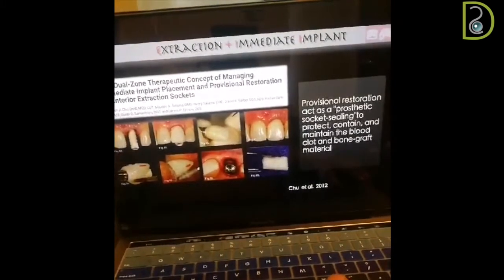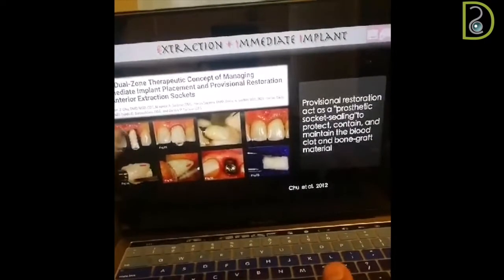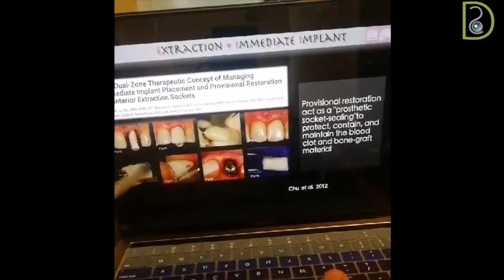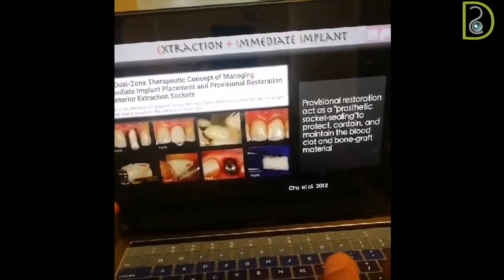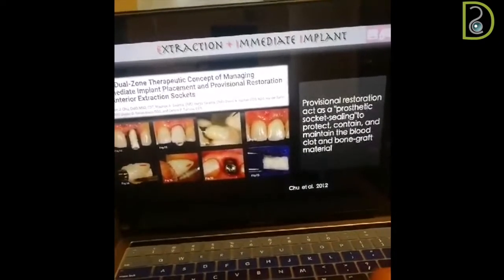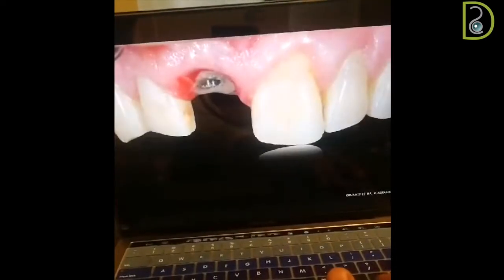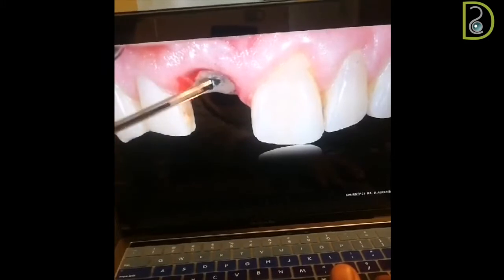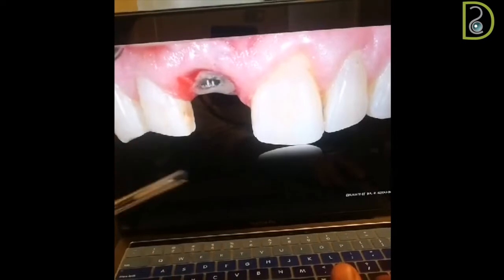In the aesthetic zone, a provisional restoration is preferable to optimize the clinical outcome. As Stephen Chu said in his publication, it acts as a prosthetic socket seal to protect, contain, and also maintain the blood clot and the bone graft. Here, immediately after the implant placement, and due to the low primary stability, we fabricated a custom healing abutment to preserve both the interdental papillae and the gingival margin.